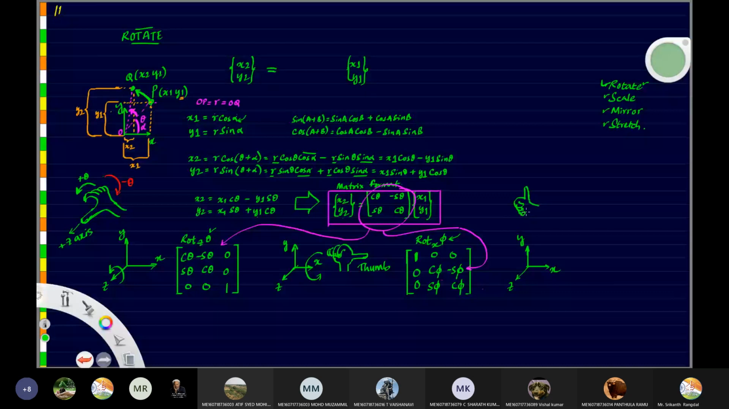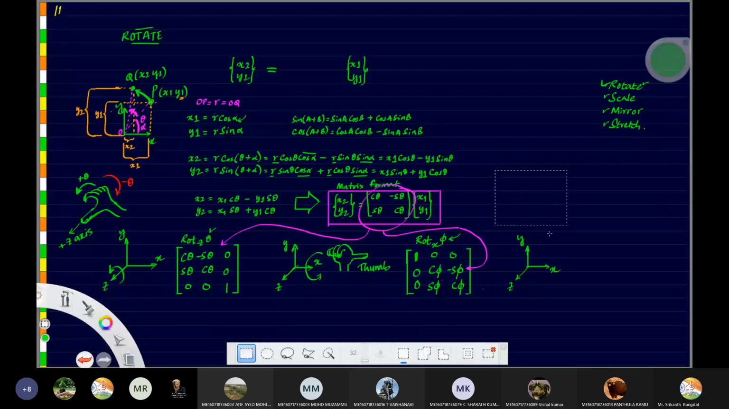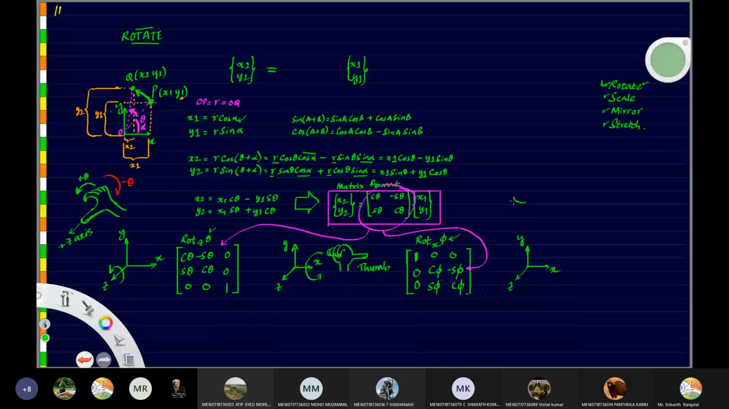Is this our right hand or left hand? Let me draw it a little more clearly. Right hand. So just keep your hand like this. My drawing is not that good, I'm trying to draw as far as possible. So this is our right hand, right? This is our thumb, and this is the direction. So this direction is the positive angle.